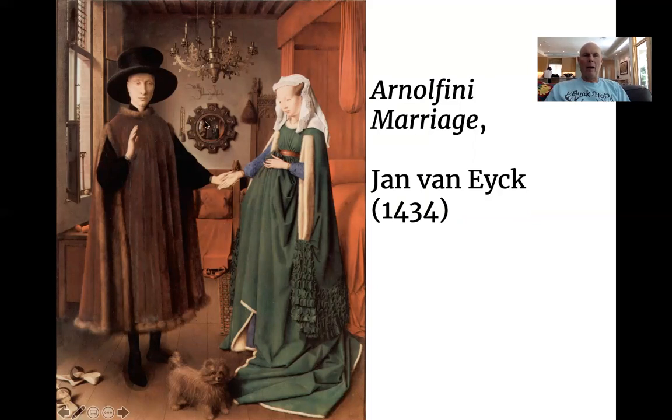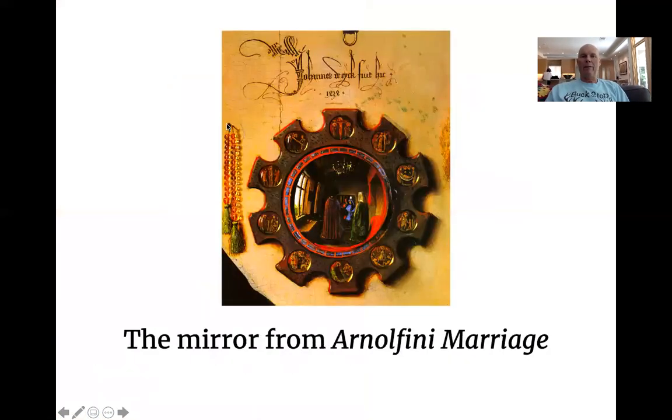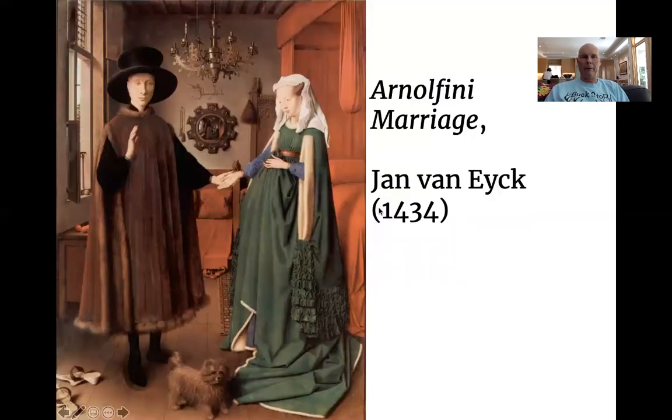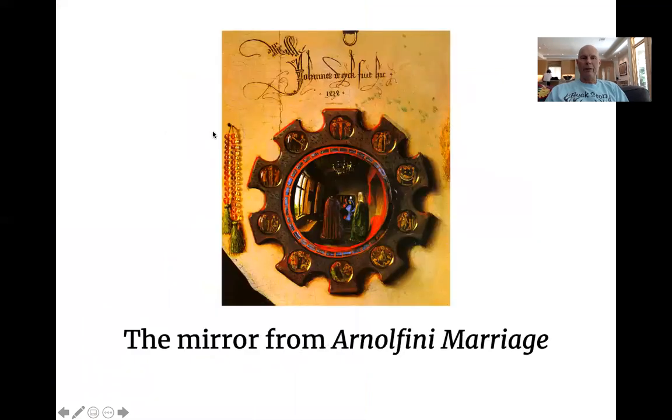So here we have the mirror, and then we have a close-up of the mirror, and what you see in the mirror is the backs of the Arnolfini couple. So there's Mr. and Mrs. Arnolfini, and there you see their backs in the mirror. But what's interesting about the mirror is that there are two other figures in the mirror. Here's one person, and here's another person behind that person. So can you guess who this person is?